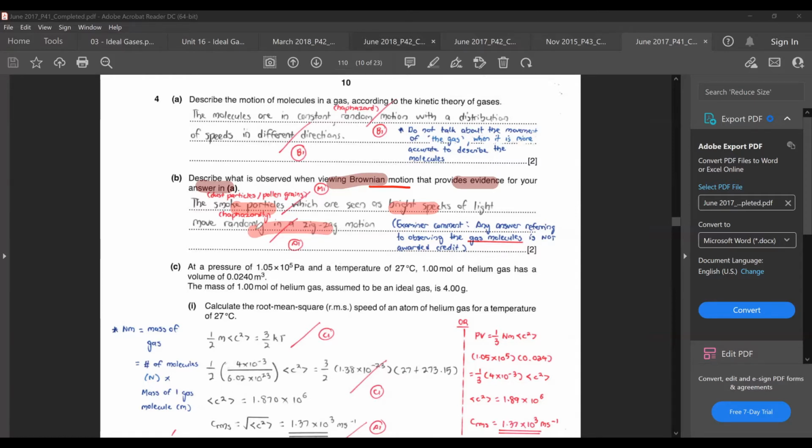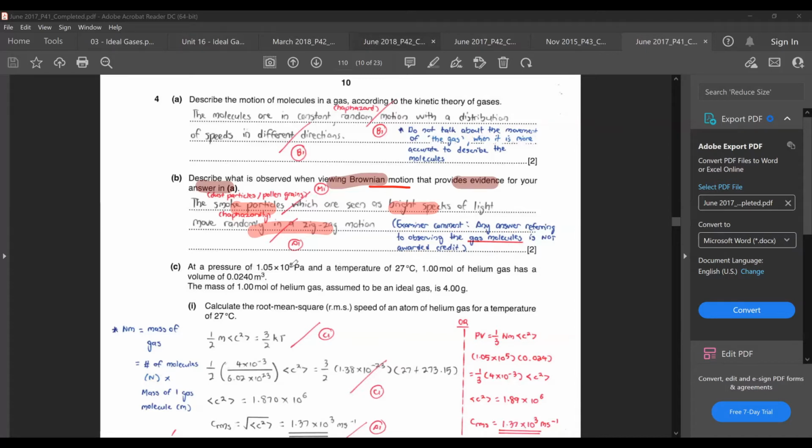Okay. All right. So this one should be all right. Now this is what Brownian motion is. Brownian motion is still inside your syllabus, but it's not something that they frequently ask. It will come out rarely. That's why you see that out of all the ideal gas questions we've done, this is the only instance where Brownian motion came out. Okay, now moving on to part C.